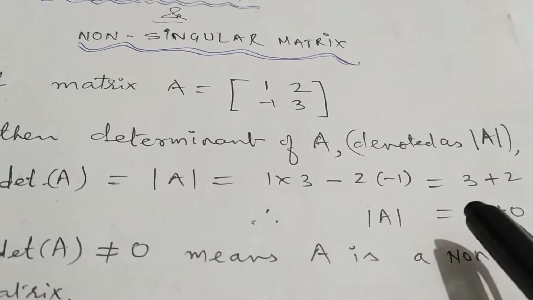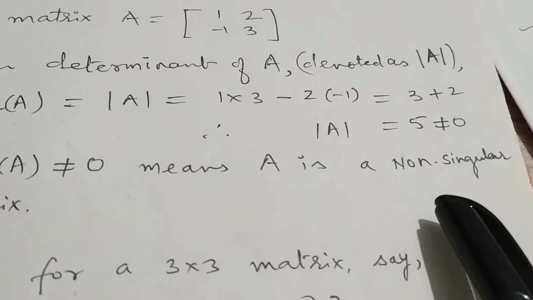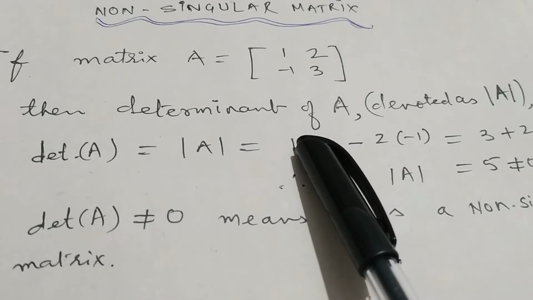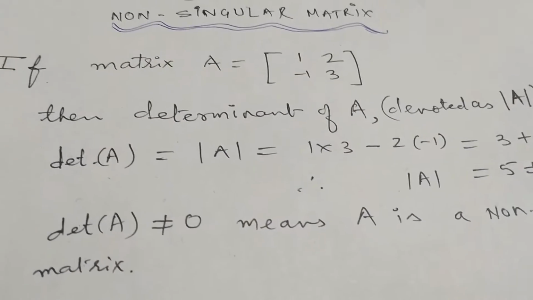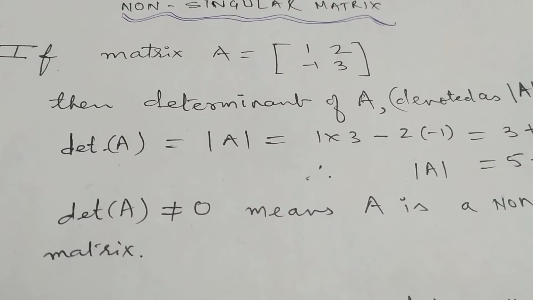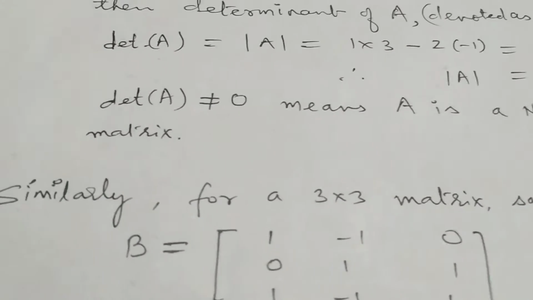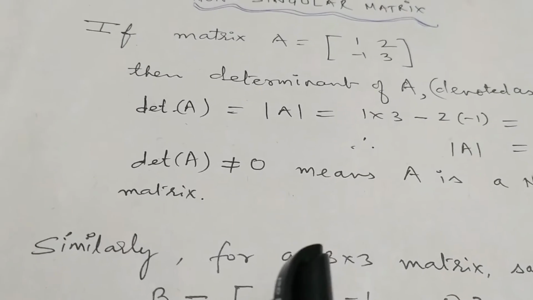If determinant A is not equal to 0, then such a matrix A will be called a non-singular matrix. It is a non-singular matrix if its determinant is not 0. So a matrix having a non-zero determinant is called a non-singular matrix. If it is singular, then its determinant will be 0.